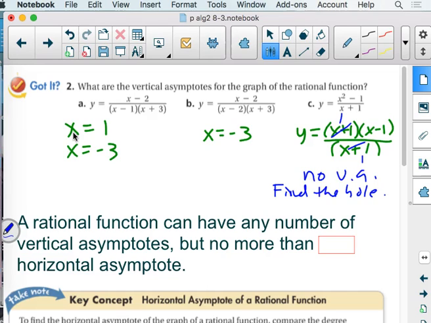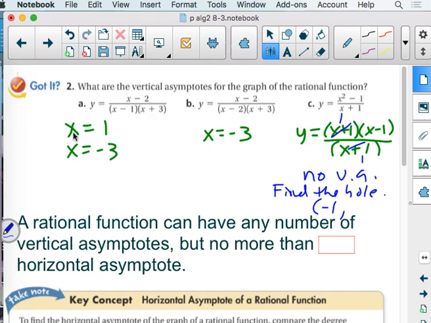Now what did we cancel out? What was the zero for? Yep. Whatever the zero is for. You got it? What's the x value for what canceled out? Where's our hole? -1.